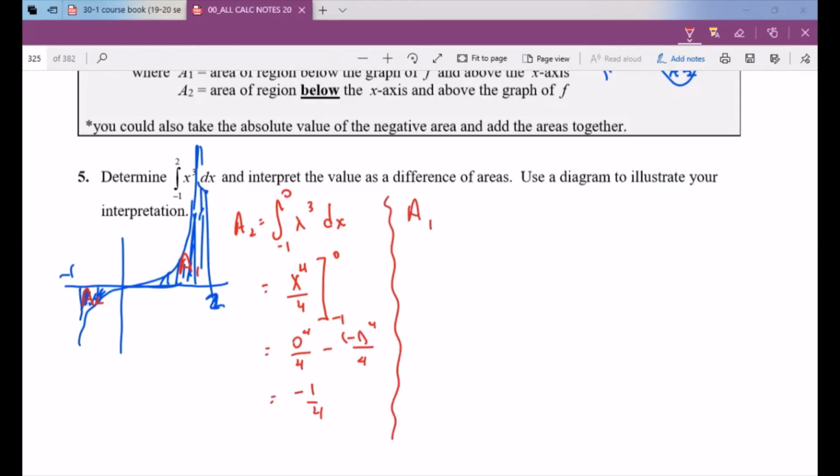A1 ends up being the integral, but now we're going to go from 0 to 2 of x cubed dx. My antiderivative is x to the 4 over 4. Follow that from 0 to 2. So this ends up being 2 to the 4 over 4 minus 0 to the 4 over 4, which is 4.